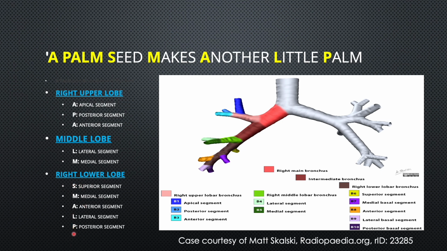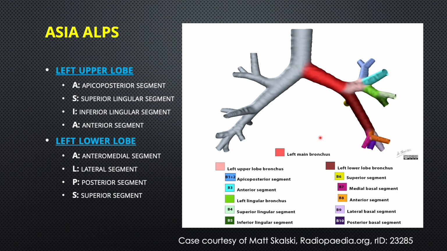SMALP, seed makes another little palm. So superior segment here is the B6, and then the medial basal segment follows B7, and the anterior basal segment will be B8, followed by the lateral basal B9 and the posterior basal B10. So this is how we remember the international nomenclature when doing bronchoscopy. And for the left side, remember Asia Alps.